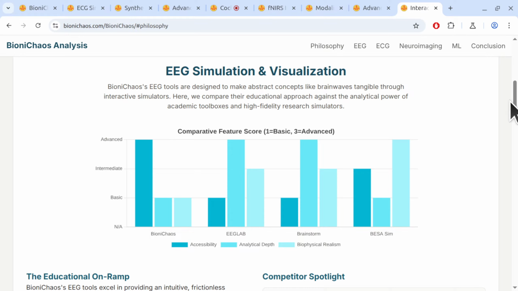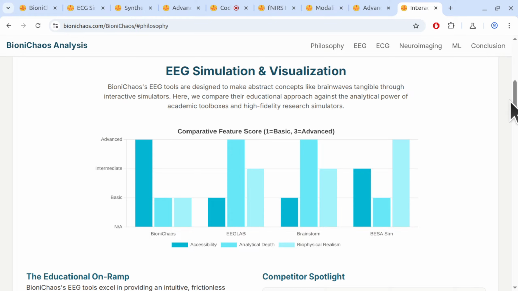The verdict for the ECG tool is it's a functional educational toy, good for that very first look. But it's significantly inferior to dedicated training platforms or clinical tools. Think of SkillStat for clinical training games that gets an Advanced 3 for clinical utility. Or AI tools like PM Cardio, also Advanced 3. Bionic Chaos isn't aiming for that at all. Makes sense. Okay, next up, neuroimaging.